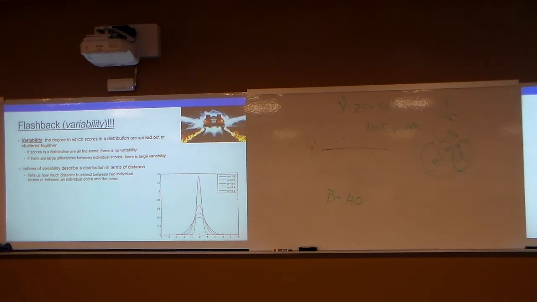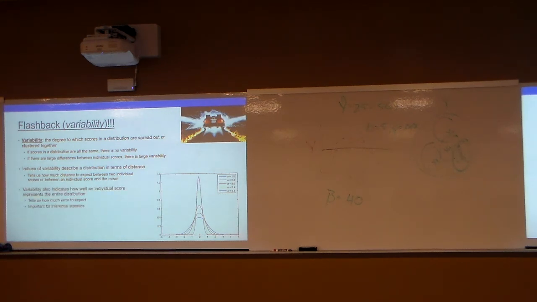We can think about variability as an index of a distribution. Think about it in terms of distance, right? How much distance do we expect between two scores randomly selected from a distribution, or between any individual score and the mean, right? So depending on what we're doing, there are some different ways to think about this.